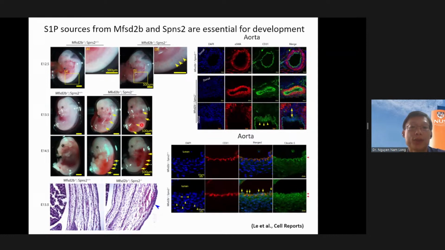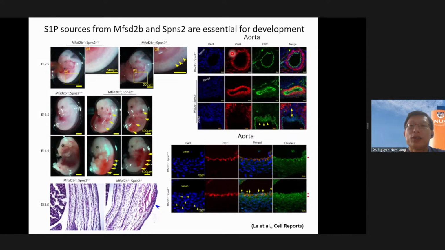They have hemorrhage, which you can see more clearly one day later in the embryos here. As you remember, I showed you that knocking out S1P receptor 1 or the S1P synthesis enzymes, both models also had severe hemorrhage, and we could recapitulate the phenotype by knocking out both transporters. We also wanted to check the blood vessels, and we were interested in looking at the aorta. The aorta is the main artery in the body. It's the biggest vessel in the body.